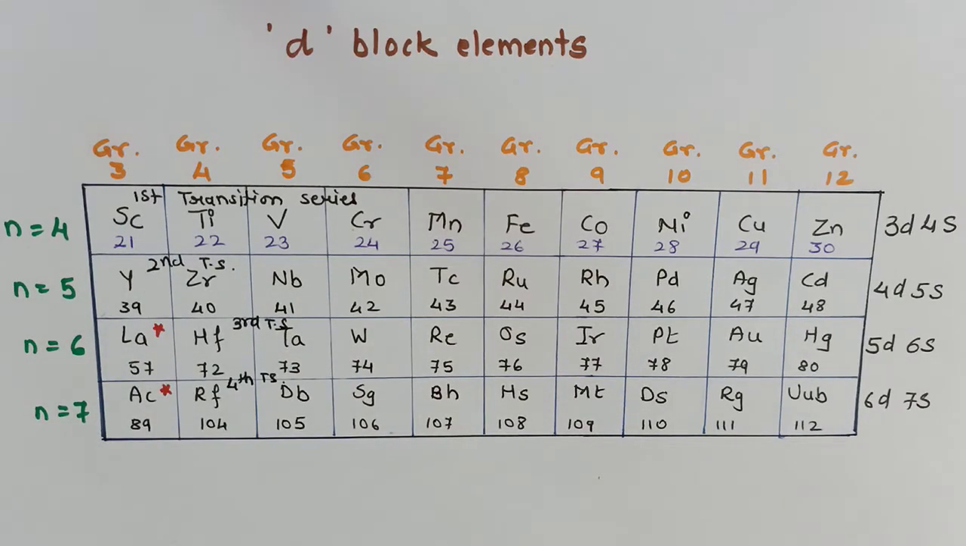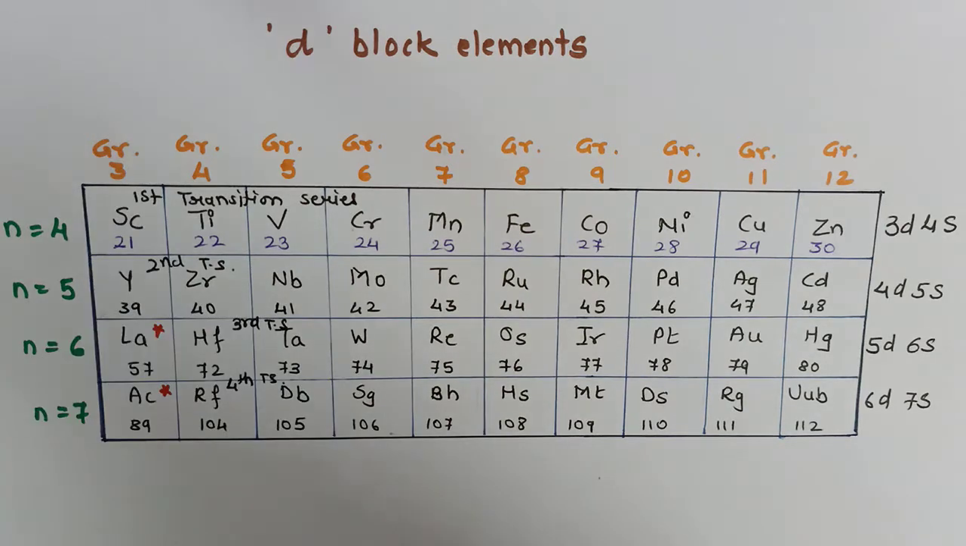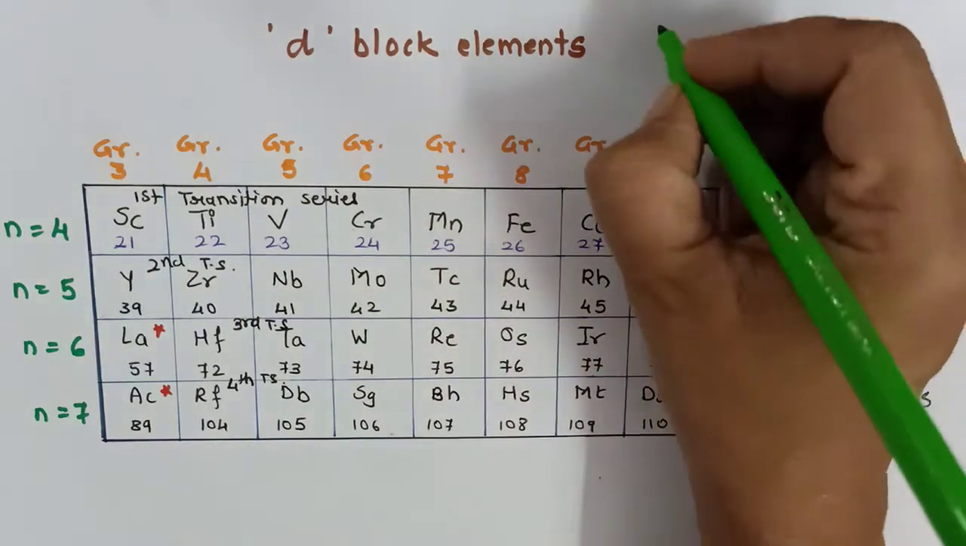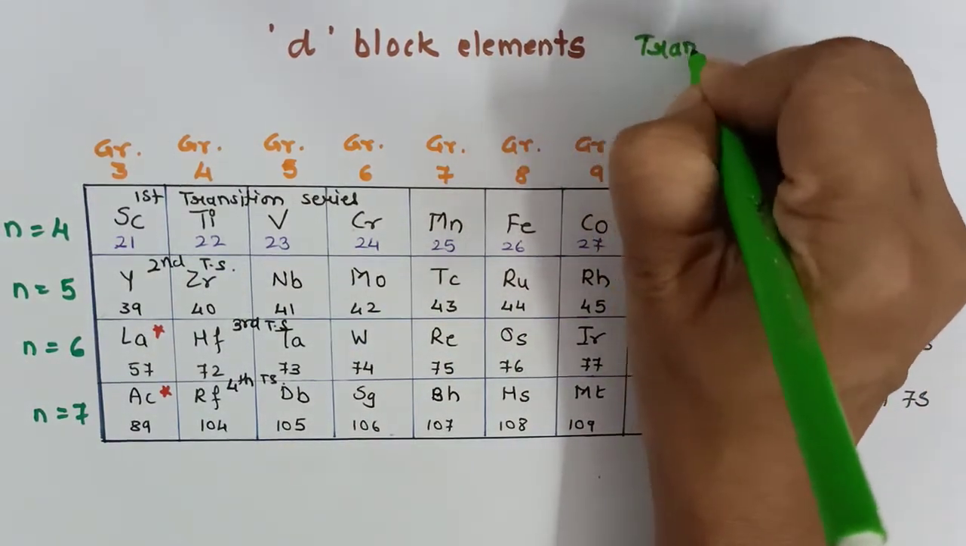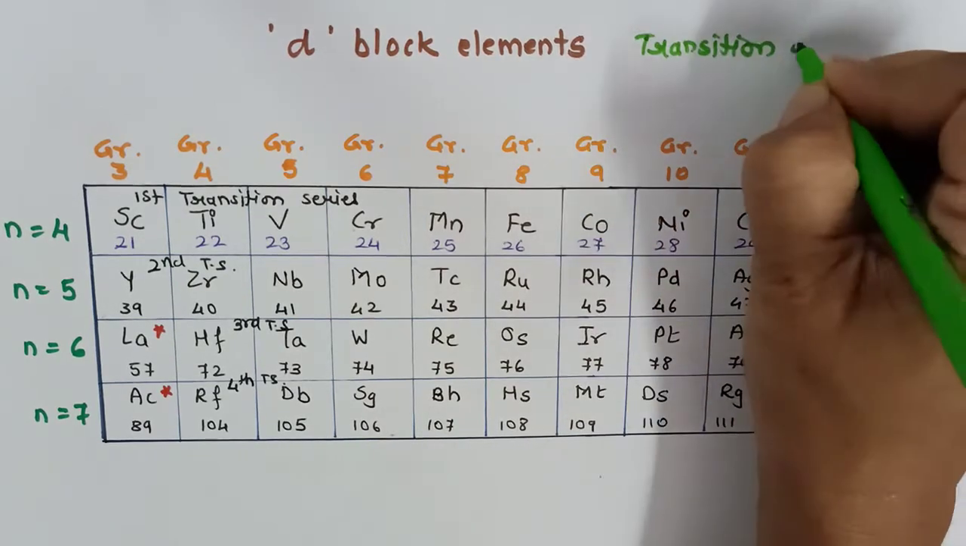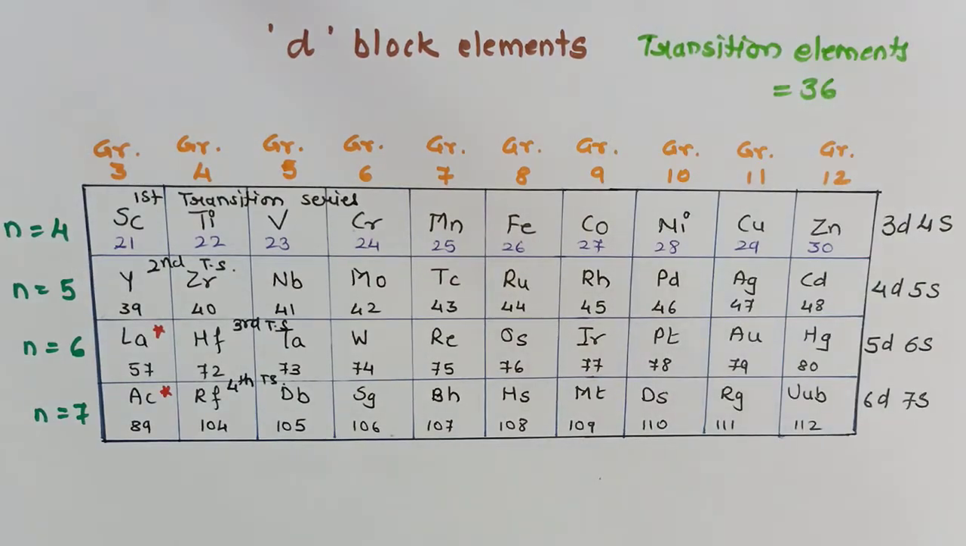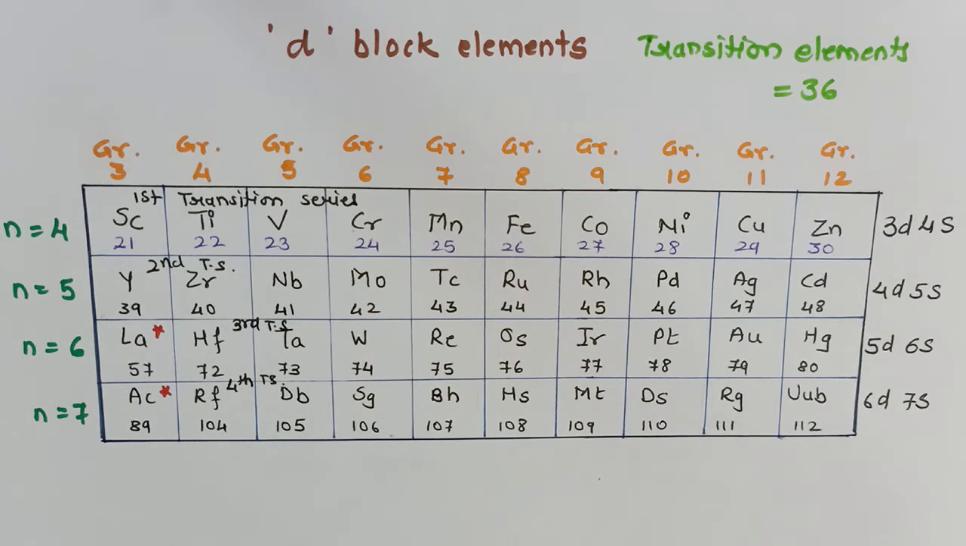There are so many interesting things in this D block. As we can see in this table, there are a total of 40 elements. But actual transition elements are only 36. Four elements, although they are placed in D block, are not considered as transition elements. Which elements those are, we will be discussing in this topic itself. But before that, some interesting things regarding these D block elements. I will tell you the tricks to remember the first, second and third transition series.